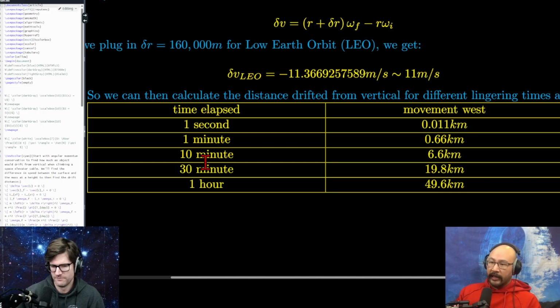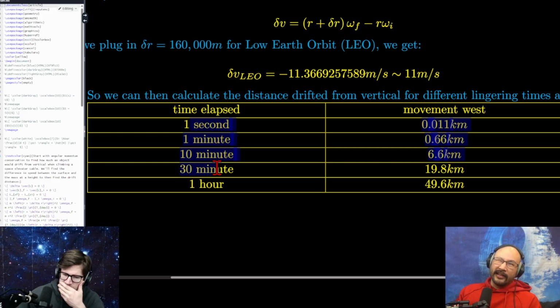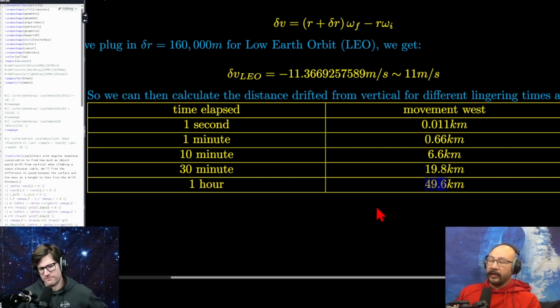I mean, depending on how fast this thing goes up, the ladder, what would we call it? The space elevator. Then you really need to aim. Like if it takes an hour to go up to low Earth orbit, you really need to aim 50 kilometers to the west to get to land at the right spot.